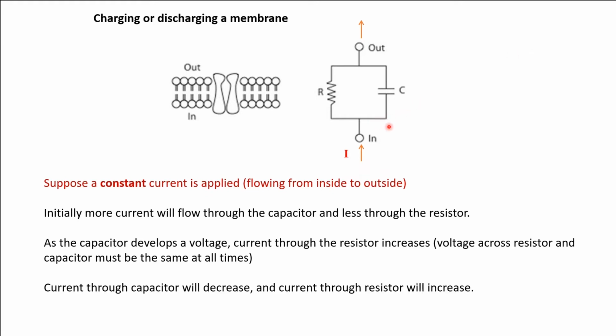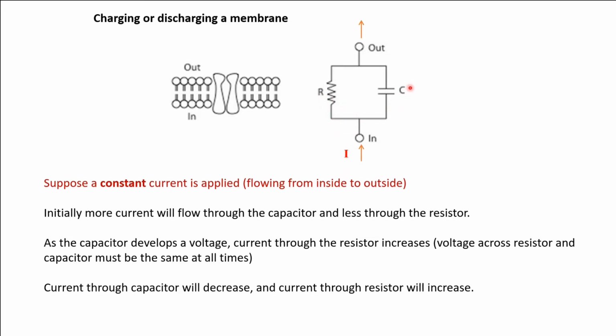And at some point, a steady state will be reached where the current across the capacitor becomes 0 and all of the current flows through the resistor. And at that time point, the capacitor is fully charged with the maximum voltage that it can reach. And the voltage across the resistor at that time point will be equal to IR, because all of this current I is flowing through the resistor.